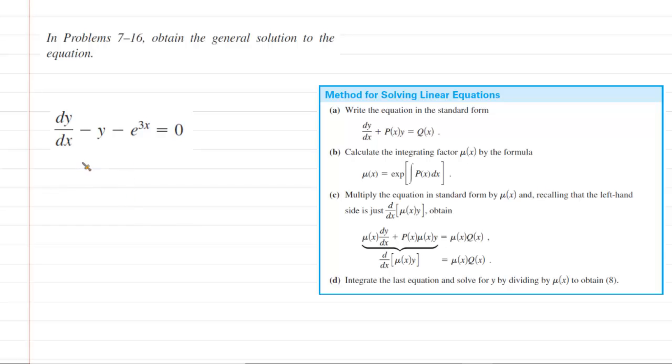Here we are asked to find the general solution to a linear first-order differential equation. We have listed the 4 key steps on the side. Let's begin with step 1, which tells us to write the equation in the standard form.